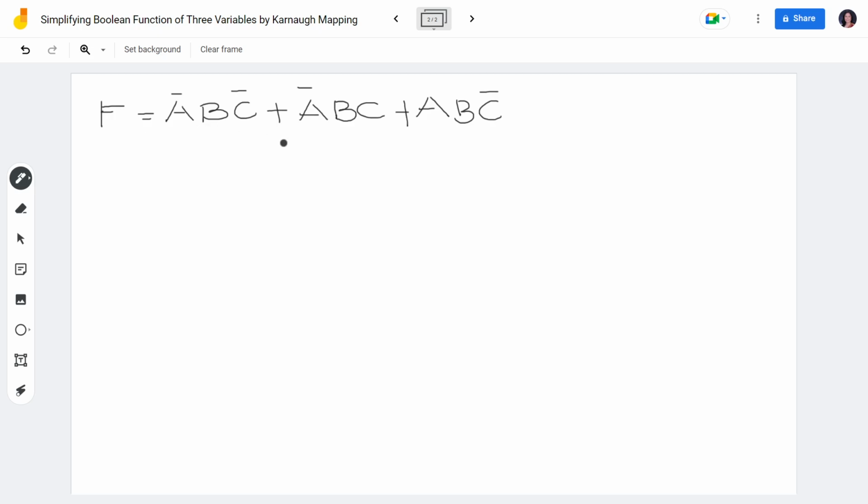Okay, so since this is three variables, instead of algebraic manipulation, we are going to use Karnaugh mapping, which is a graphic technique. Since this is three variables, let me draw a rectangle. Since it is a power of 2, 2 raised to 3 is equal to 8, we need 8 boxes.